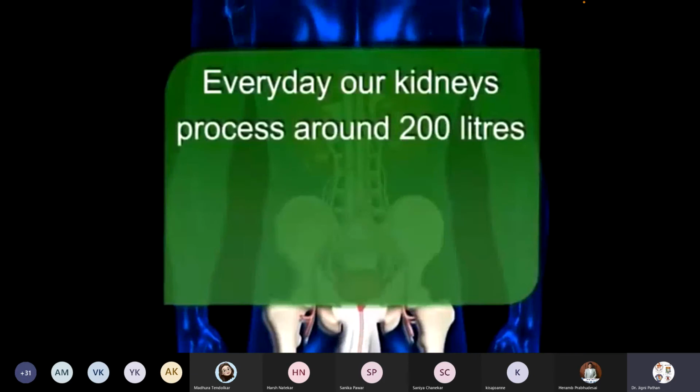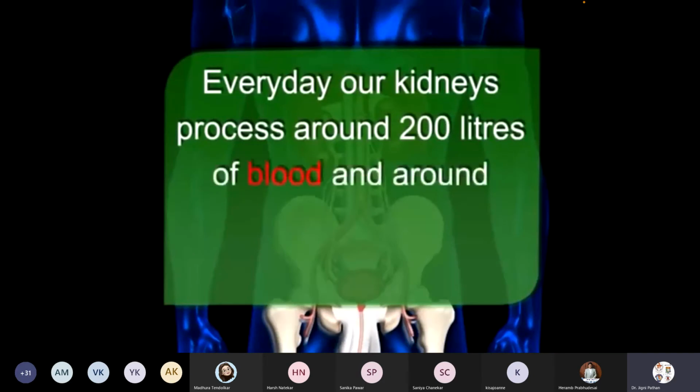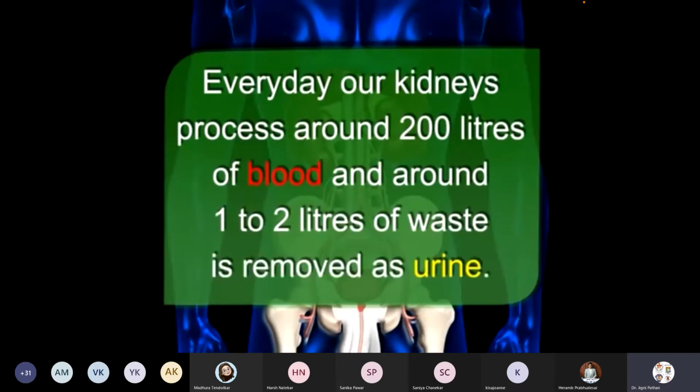Every day, our kidneys process around 200 liters of blood, and around 1 to 2 liters of waste is removed as urine.